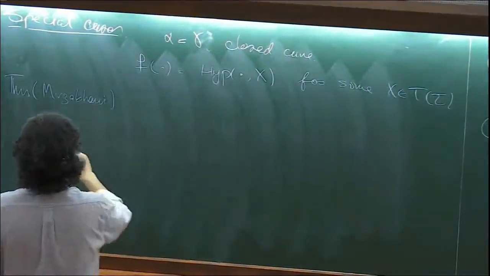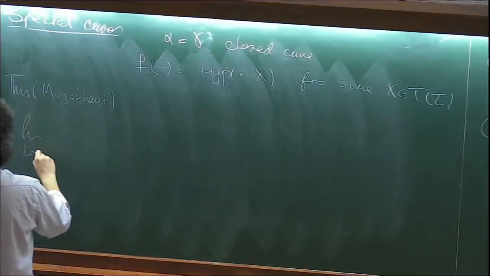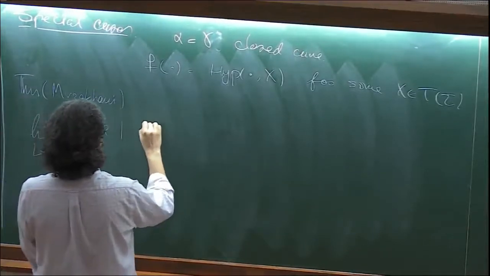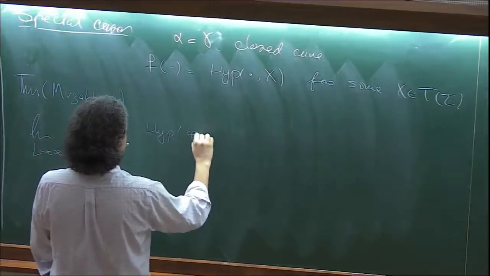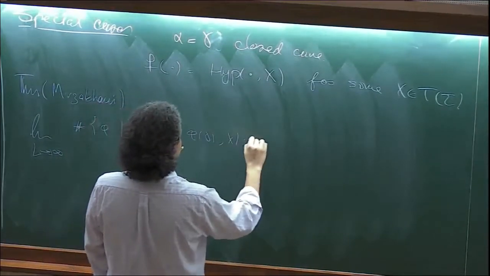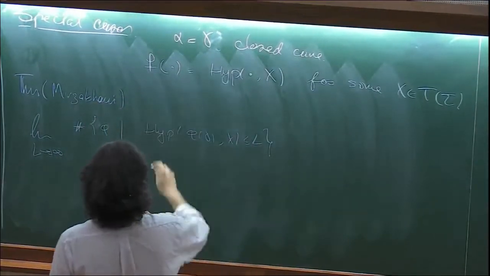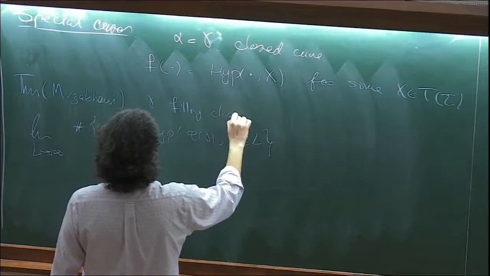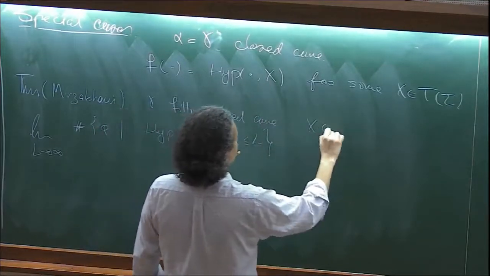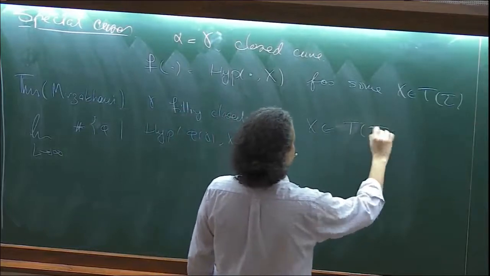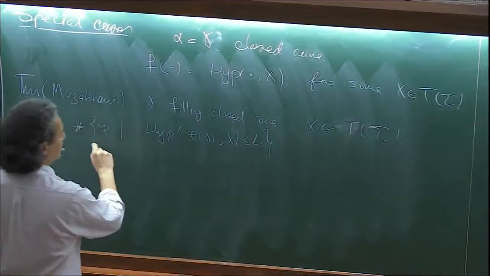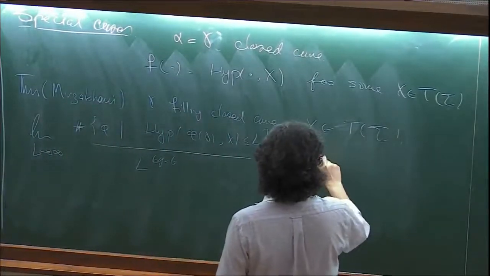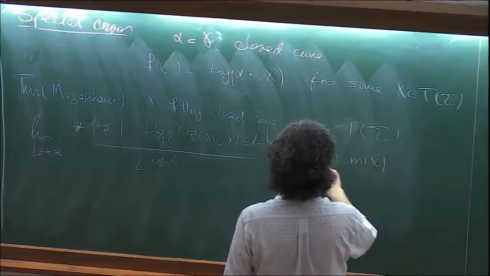Right, so this is due to Mirzakhani: if I take the limit as L goes to infinity of the number of phis such that the hyperbolic length of phi of gamma at x is less than or equal to L. So here gamma is a filling closed curve, and x is any point in the Teichmüller space. Then this number grows polynomially, like L to the 6g minus 6, and the limit exists, and the limit is m of gamma, m of x.